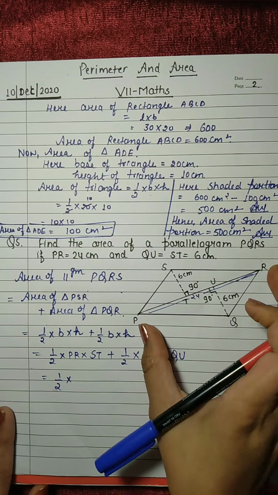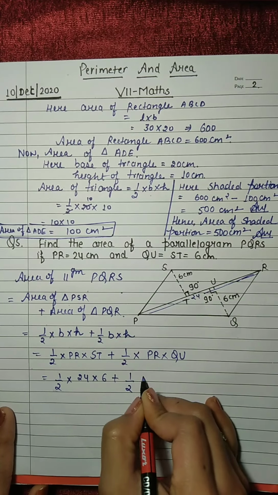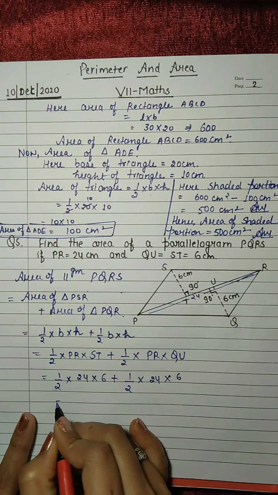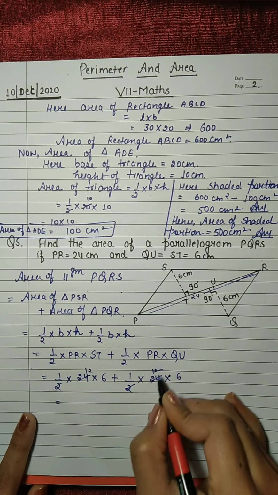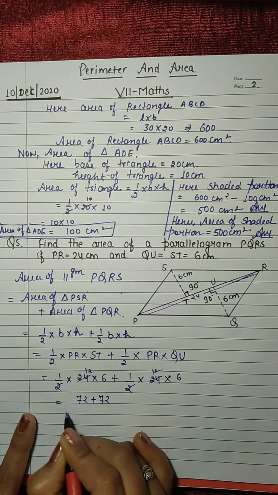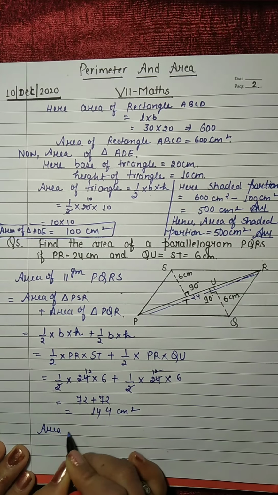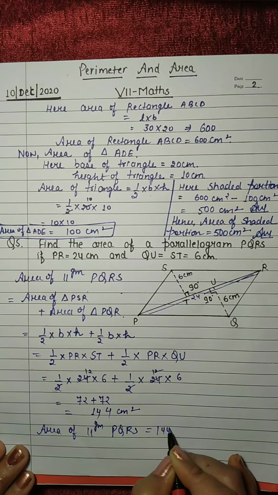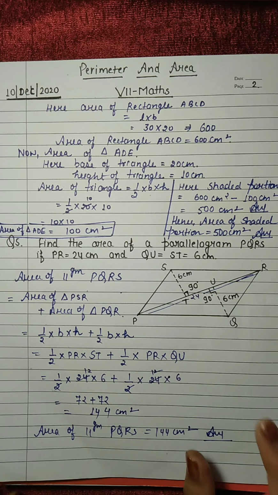So students, PR is here 24, ST is here 6 centimeter, and plus half PR is here 24, QU is here 6. Okay, so student, this cancels by this, 12 times and this is also 12 times. So students, 12 sixes are 72 and this is also 72. So that means 144 centimeter square. That is the area of parallelogram. Area of parallelogram PQRS will be 144 centimeter square. So student, that is your answer. Okay students, any doubt here?